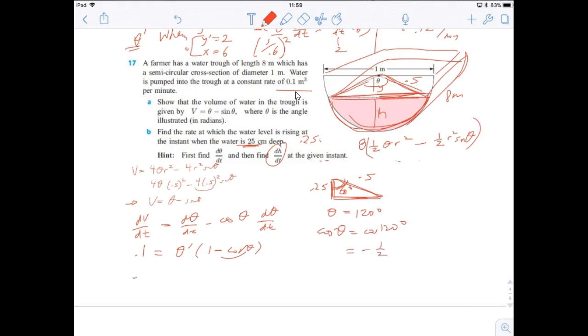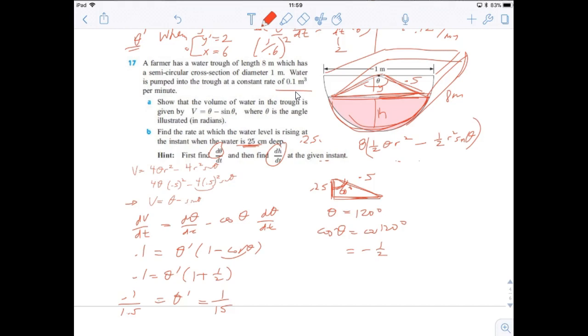Okay, so we got 0.1 equals theta dash times 1 minus negative 1/2, so 1 plus 1/2. So theta dash is equal to 0.1 divided by 1.5, which is 1 over 50. Okay, so theta dash is 1 over 50. So now we know d theta dt, which they advise us to do first. Now they say find dh dt.